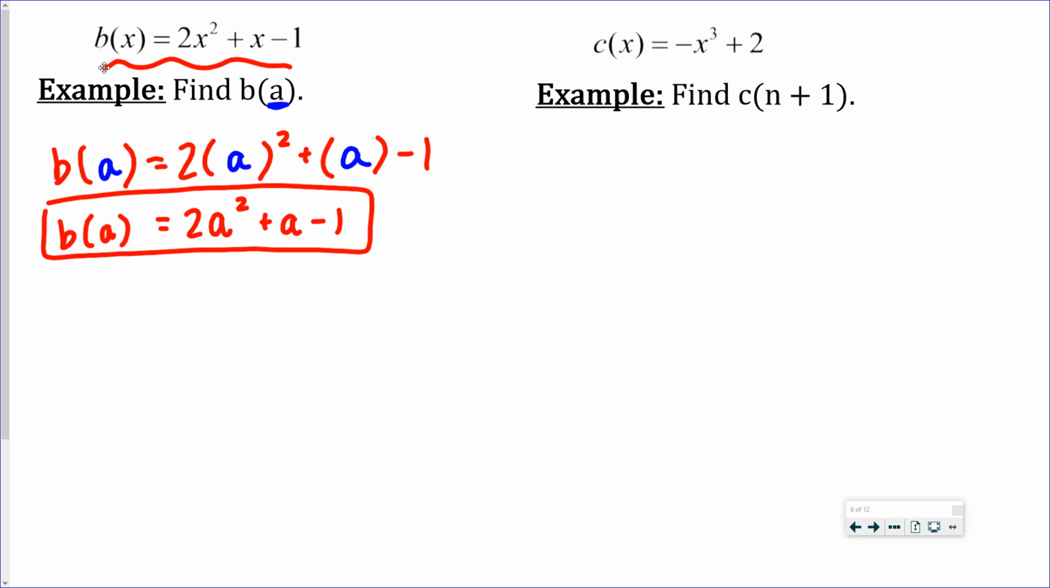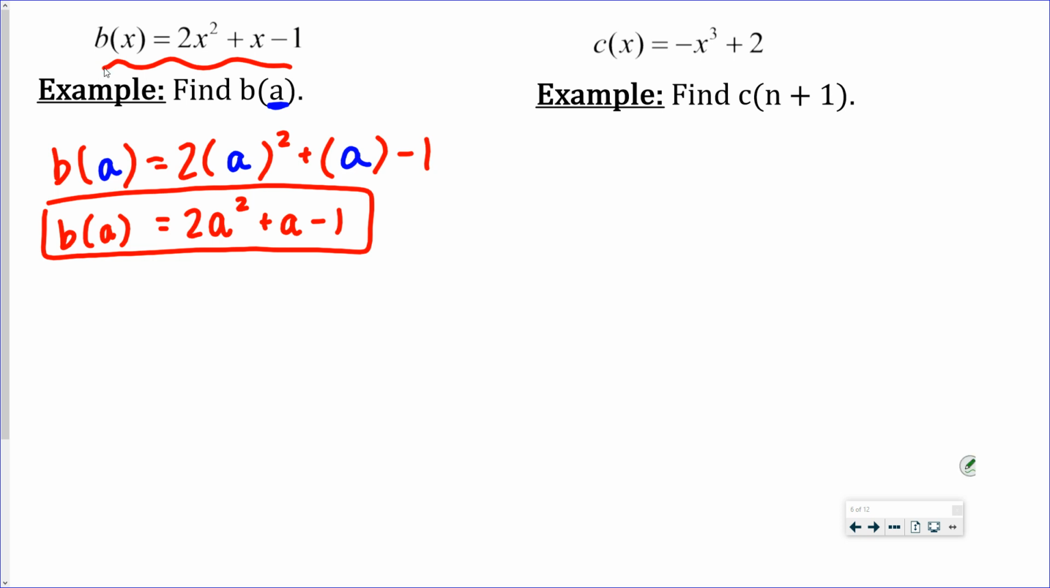Have you guys done that before, where you plug in something other than numbers? I don't know if you have, to be honest. I don't know if you do this in algebra. I used to do it in algebra 1, I think, last year, but okay, let's try a little bit harder one.